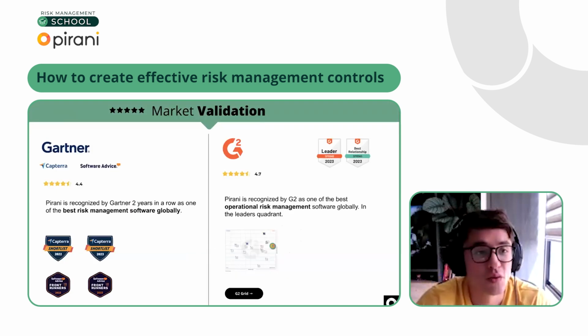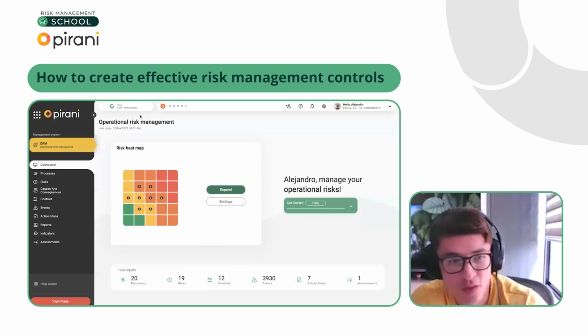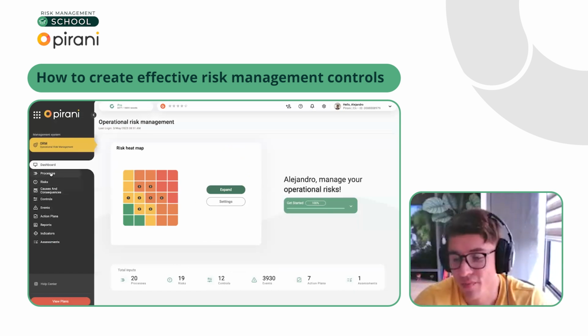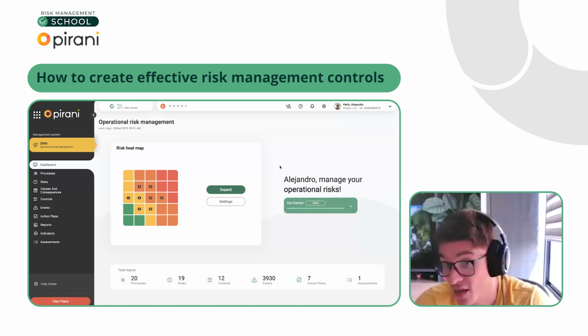And so let's move to the software, right? Nicole shared with you in the chat, if you want to create an account in Pirani, it's only going to take you 2 minutes. It's not going to ask you for a credit card or anything. You can create the account in 2 minutes and start doing the practice exercise with us.